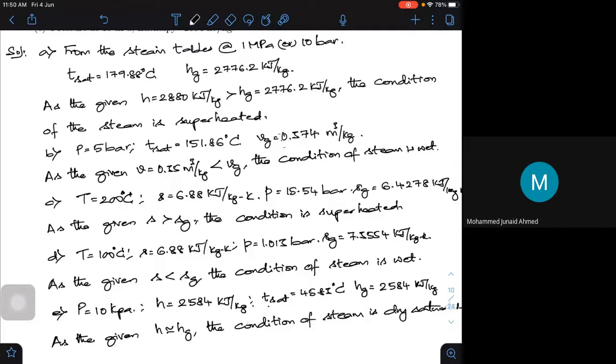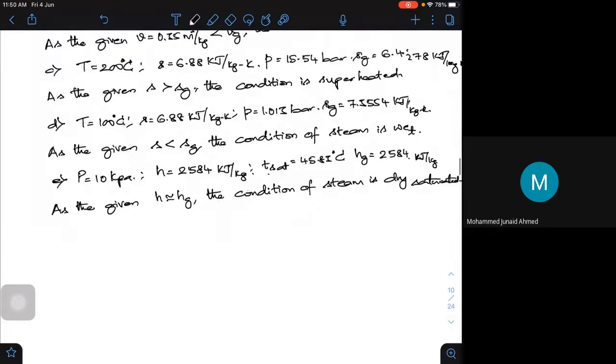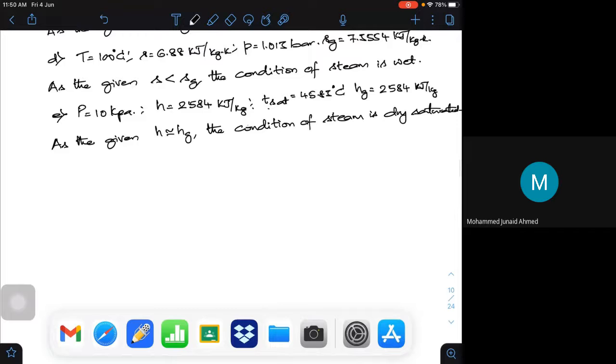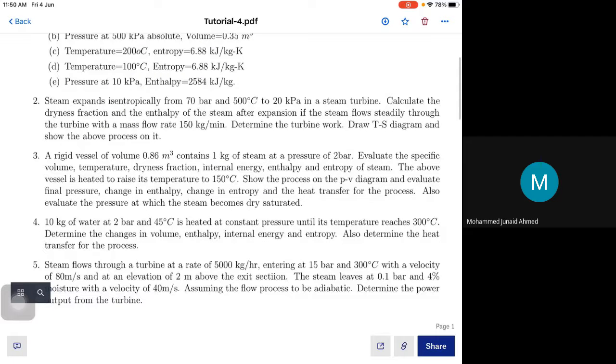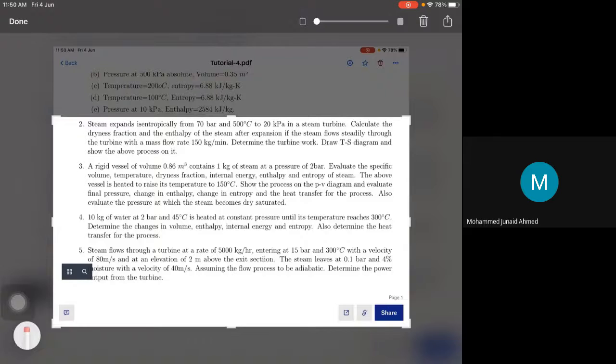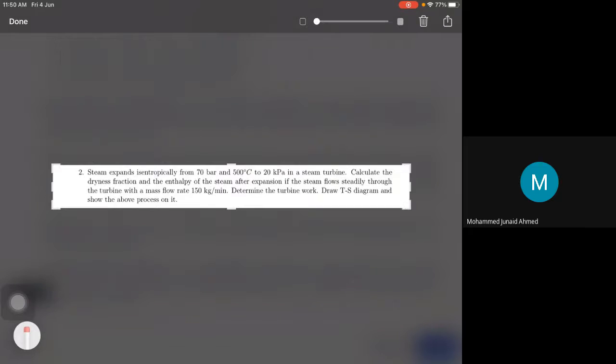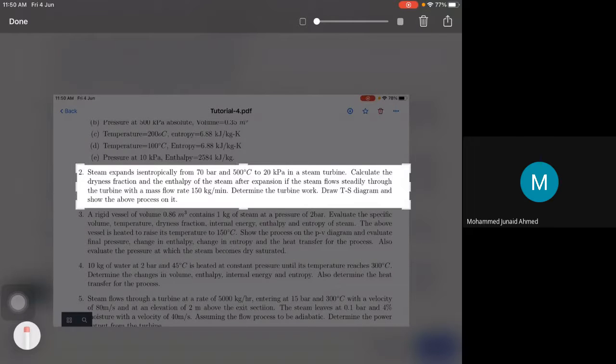Now let us try to do the same example exercise using your Mollier chart. I'll take one problem and give the same exercise for you to learn how to refer to the Mollier diagram. If you get used to referring to the steam tables and the Mollier diagram, then doing the other problems is much easier. Let me take the second problem.